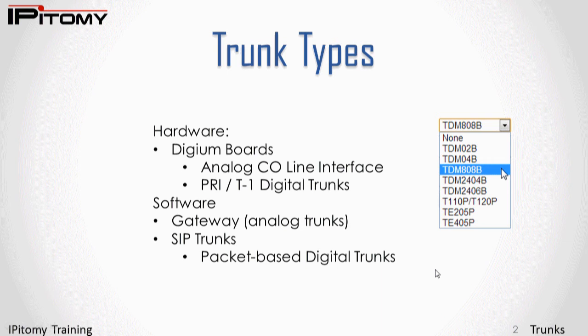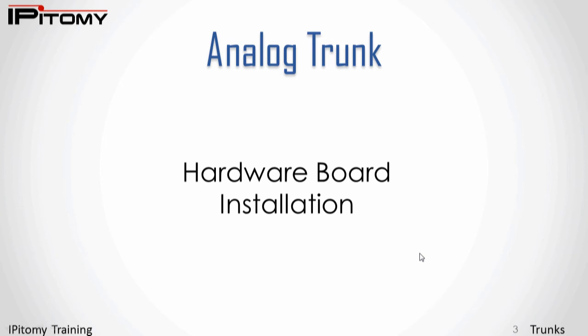Analog serial lines, which are loosely referred to as trunks, are connected either by analog serial line interface boards or by using a gateway. Digital trunks such as PRI are installed using digital trunk interface boards, while SIP, Session Initiation Protocol trunks, are installed by software registration alone. In this video, we're going to start with analog trunks using hardware boards.